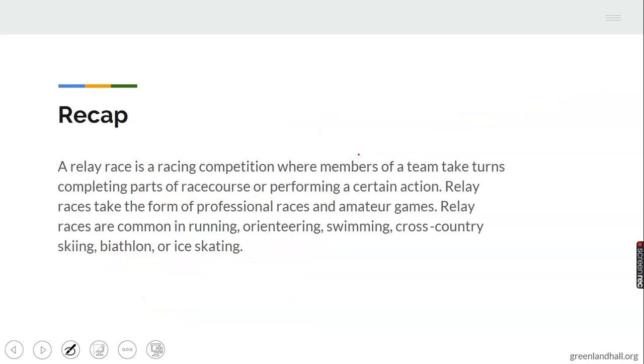Okay, let's take a recap of what we have said so far. A relay race is a racing competition where members of a team take turns completing parts of a race course or performing a certain action. Relay races take the form of professional races and amateur games. Relay races are common in running, in orienteering and swimming, in cross-country skiing, in biathlon, or even in ice skating. People also use skates to run relay races.